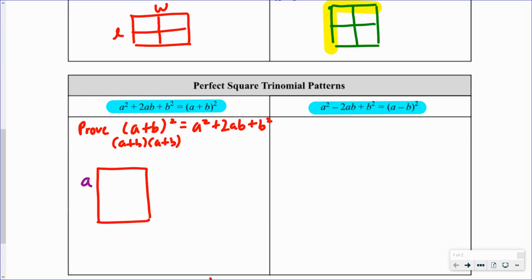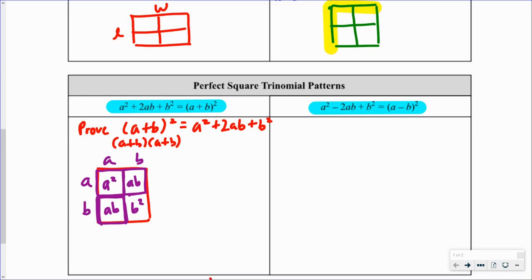So a plus b, and then a plus b, and then I'm going to break this up into regions like we've done before, and we're going to find the area of each region. The top left-hand region, a times a, is a squared. The second region is length a by length b, so that's ab for the area of that region. The bottom left-hand region is a by b in length, so that's going to be ab for the area of that region. And the final region, the bottom right-hand region, is b times b, so that's b squared.